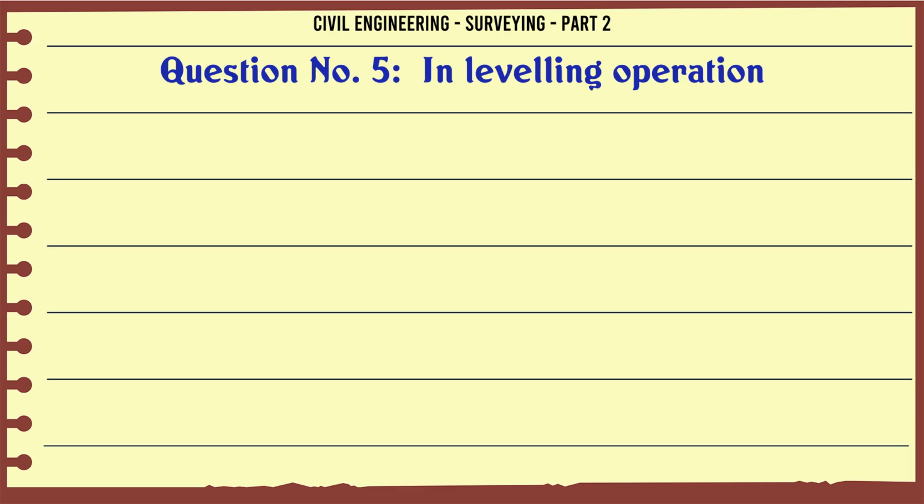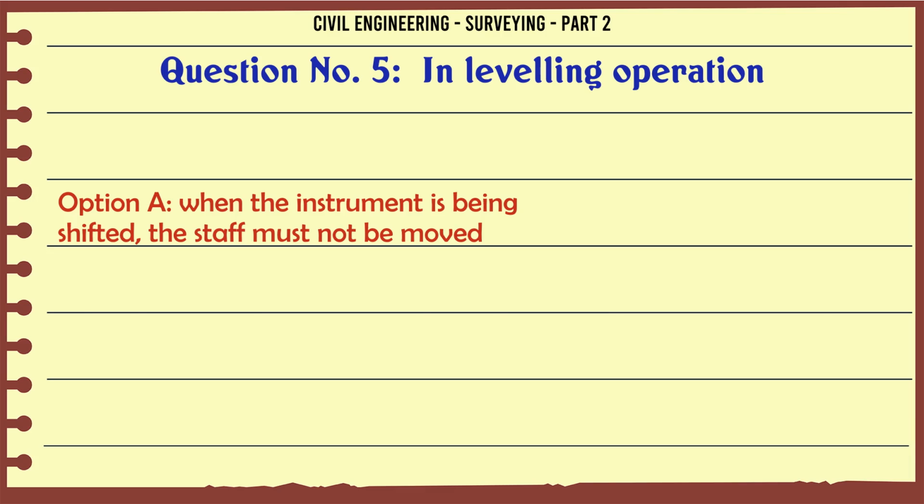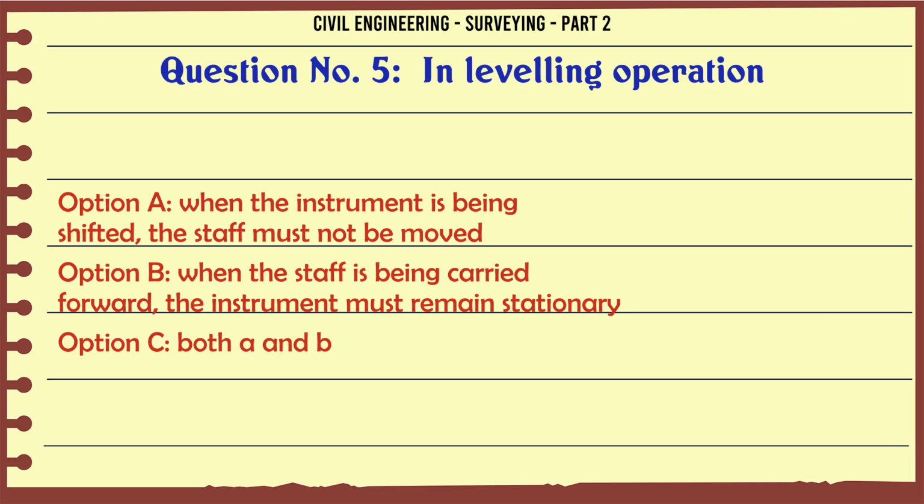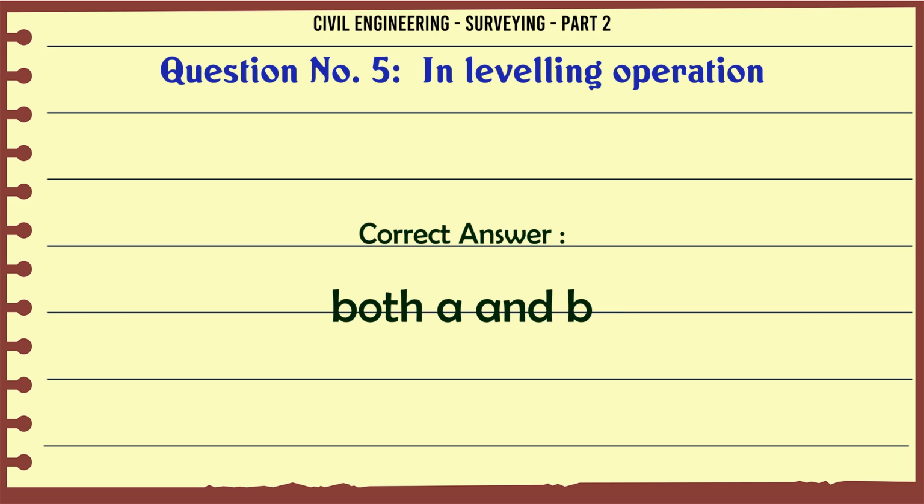In leveling operation, A. when the instrument is being shifted, the staff must not be moved. B. when the staff is being carried forward, the instrument must remain stationary. C. both A and B. D. neither A nor B. The correct answer is both A and B.